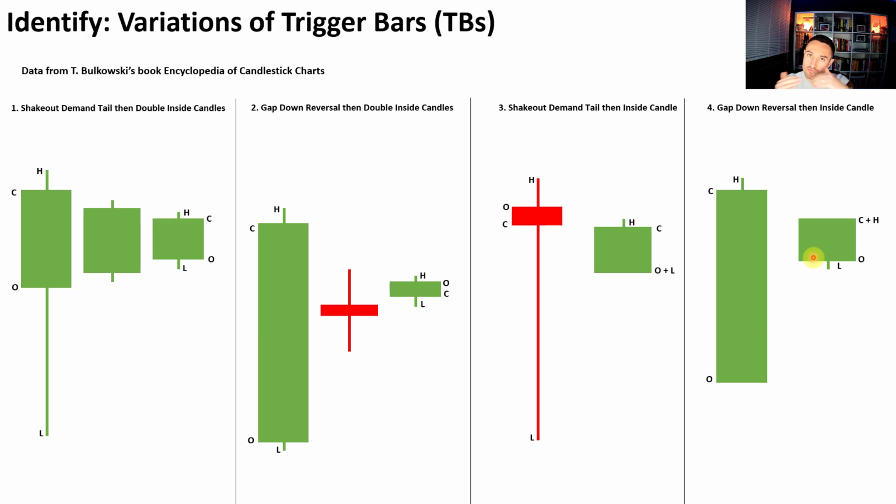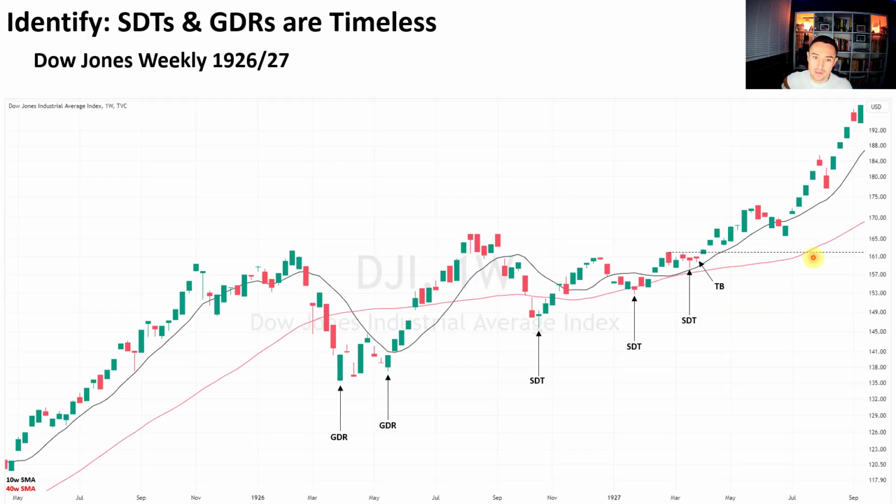These inside bars really help to control the risk. So we're thinking about that second part of the trade, okay? We're thinking about how do we control the risk, create an asymmetric risk versus reward trade. But I do just want to emphasize this chart. This is a Dow Jones from nearly 100 years ago. Gap down reverse bars, shakeout demand tails, large operators accumulating positions. This is nothing new.